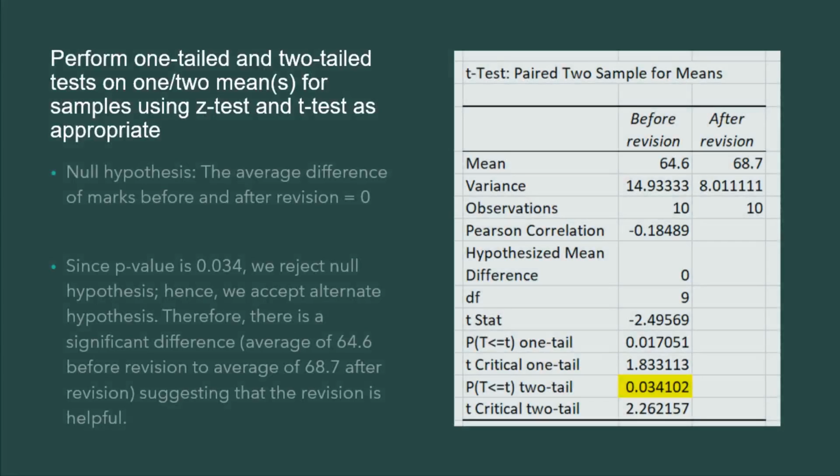Our paired t-test results show that since p-value is 0.034, we reject null hypothesis. Hence, we accept alternate hypothesis. Therefore, there is a significant difference, from average of 64.6 marks before revision to average of 68.7 marks after revision, suggesting that the revision is helpful. And that is how you do paired t-test. With this, we covered the important tests for 1 and 2 samples. What happens if we have more than 2 samples? That is the next subtopic.